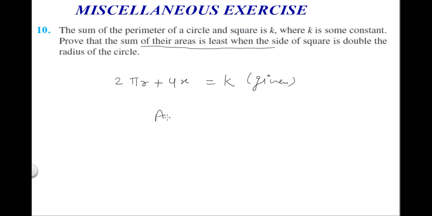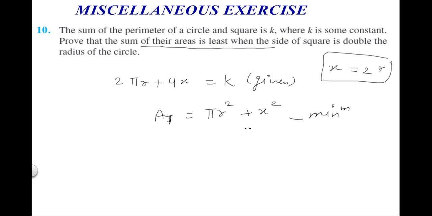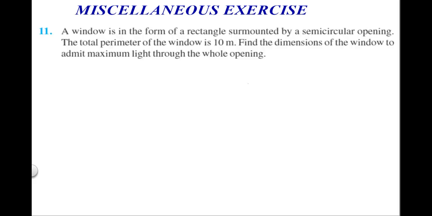The sum of their areas, that means if I write the total area AT, it is pi r square plus x square. This is least, that means minimum, when the side of the square x is double the radius of the circle. At this point we have to prove this as minimum. Clear? Now let us discuss some of the questions that you have to do today.